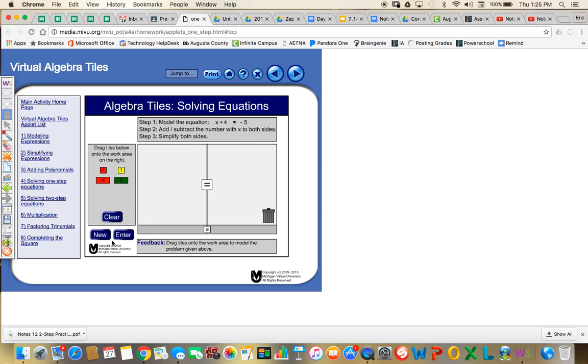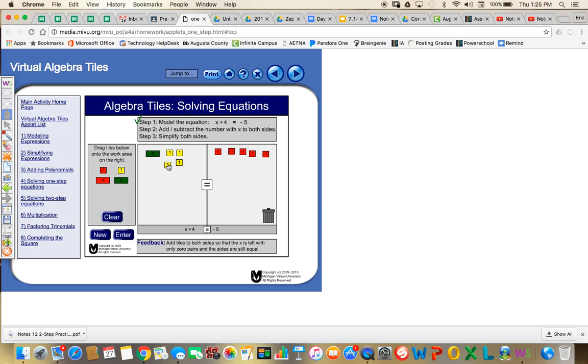Now we're going to look at a new one. Okay, this one says x plus 4 equals negative 5. So once again, we have an x and we have 4 positives. And we want it to equal negative 5. So now I got to drag 5 negatives to the other side. Okay, now step 1 is marked off. Now step 2, add or subtract the number with x to both sides.